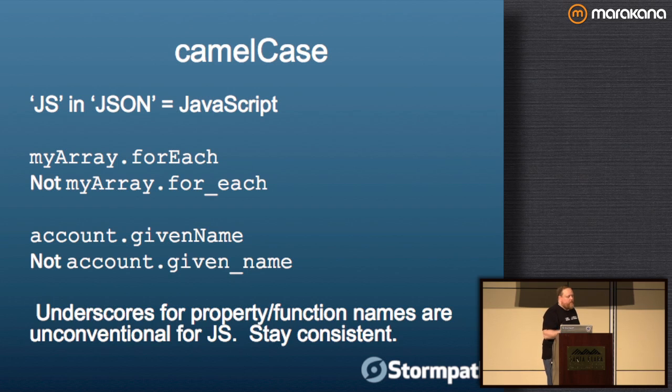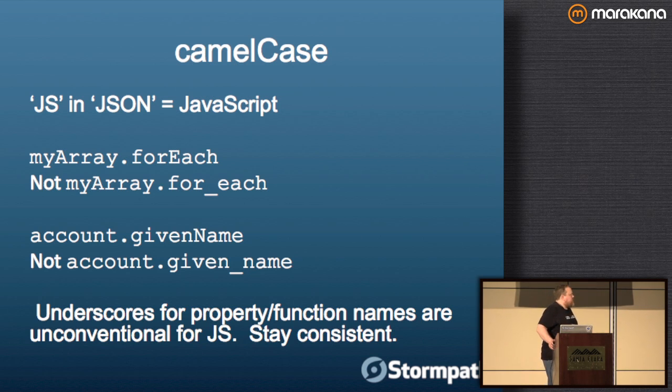Another thing I want to bring up is camelCase. So when you're returning JSON documents or consuming JSON documents from clients, I just want to reiterate that the JS in JSON means JavaScript. And so you should see things like myArray.forEach, not myArray.for_each, right? This is not RSON, it's not Ruby object notation or RON. This is JavaScript.